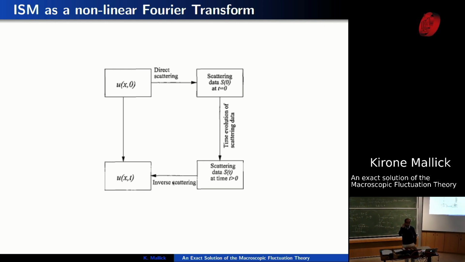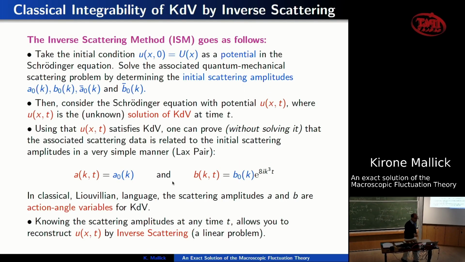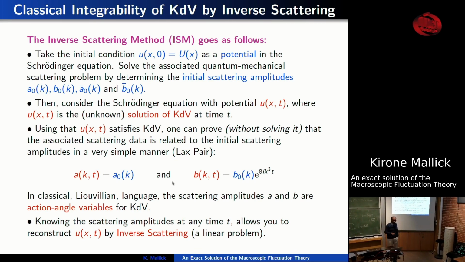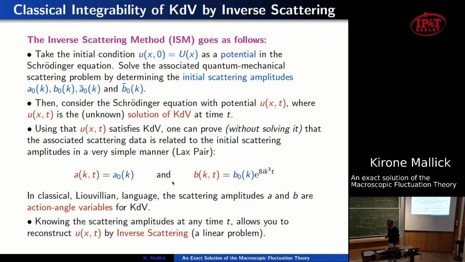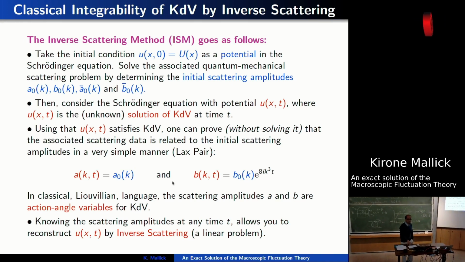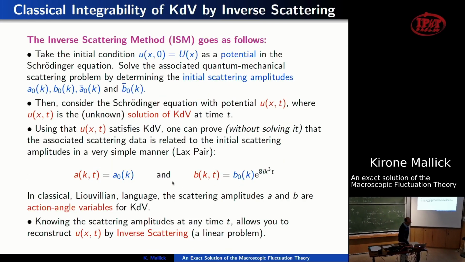That's the procedure. By the way, this is just for general knowledge, but as you can see, A is invariant and B just turns with a pure phase. I told you that KdV is a Hamiltonian system. In fact, A are nothing but the action variables of your KdV system, and B are the angle variables in the sense of classical mechanics, action angle variables. Any question about that? Is it okay?